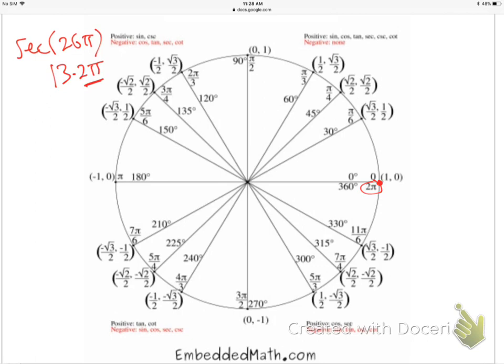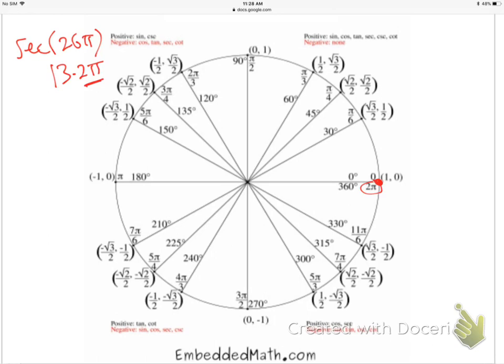See? 2 pi is 360. It's all the way around. So that's just 2 pi 13 times, isn't it? That just means they've gone around 13 times and stopped right where they started. It's exact full rotations. And so that's all we got to do.